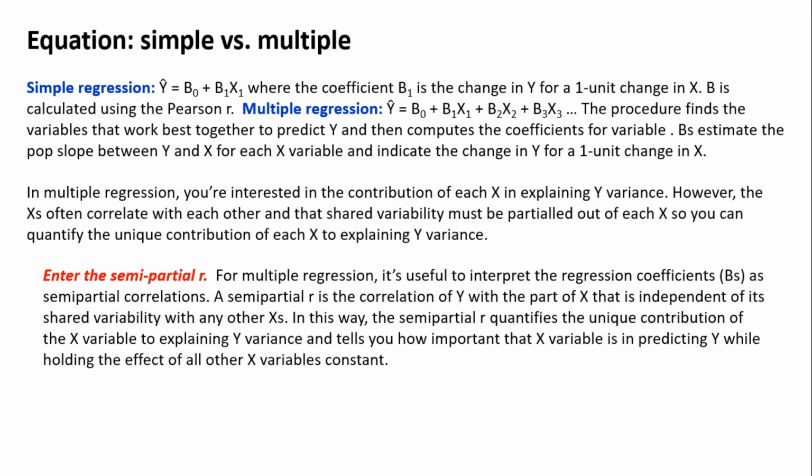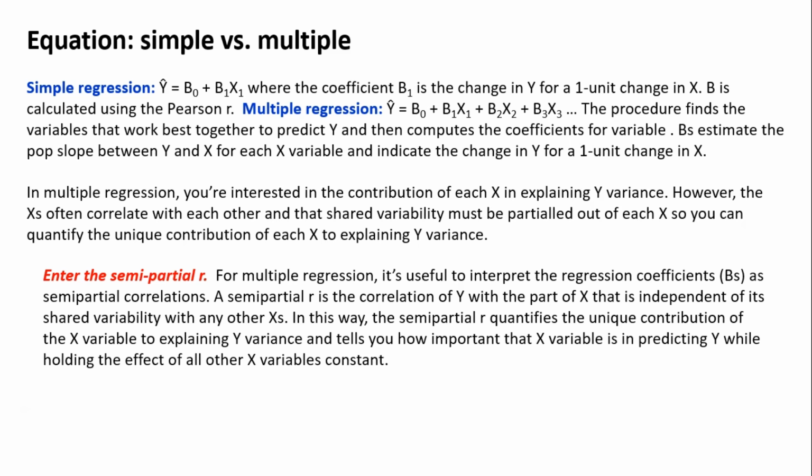A semi-partial R is the correlation of y with the part of x that is independent of its shared variability with any of the other x's. In this way, the semi-partial R quantifies the unique contribution of the x variable to explaining y variance and tells you how important that x variable is in predicting y, while holding the effect of all other x variables constant.